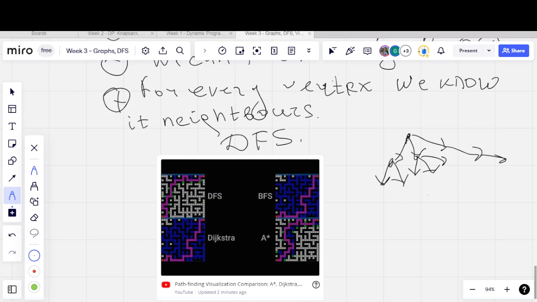In DFS you will traverse our graph like this. We reach the end, and when we reach the end we return and continue. So it looks like this. In BFS we traverse like this: first layer, then second layer, and so on.